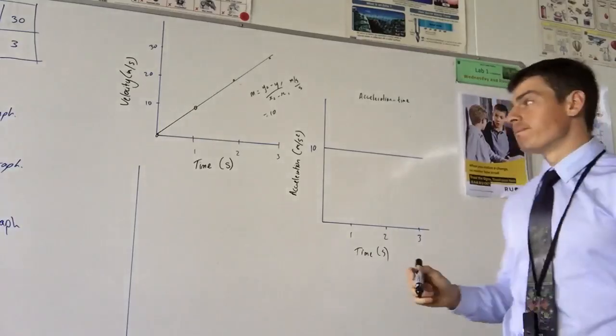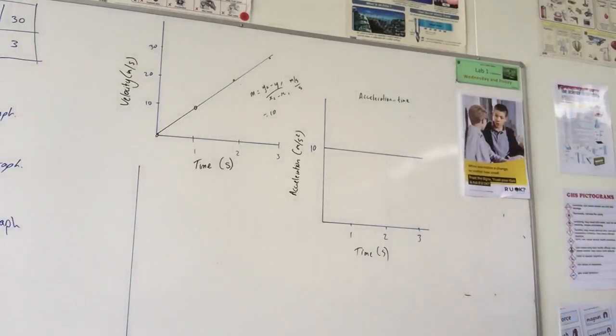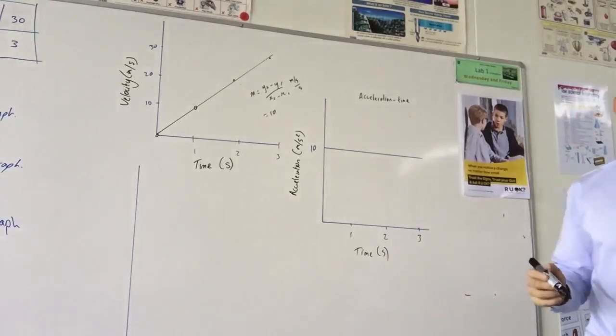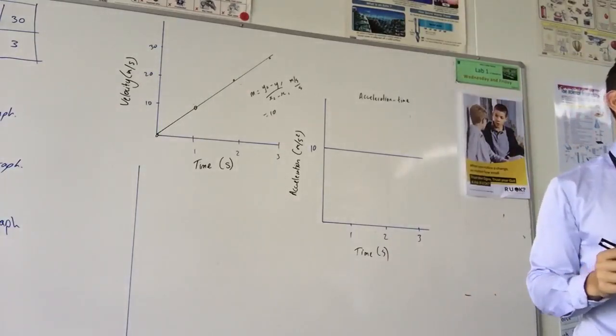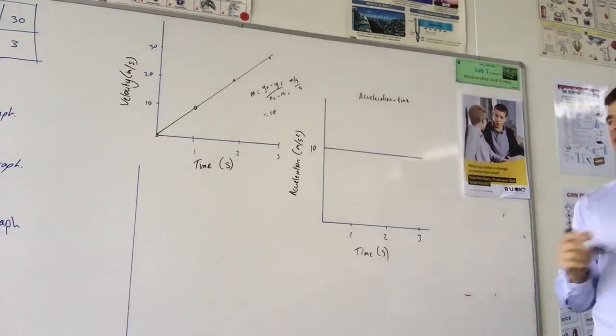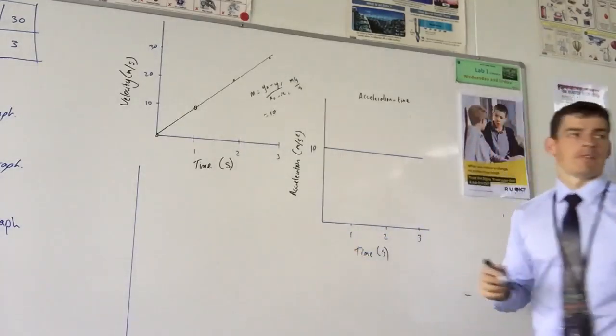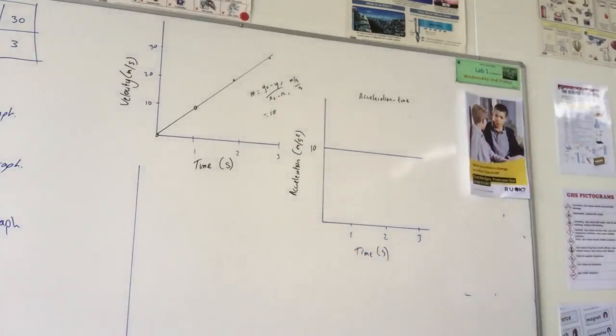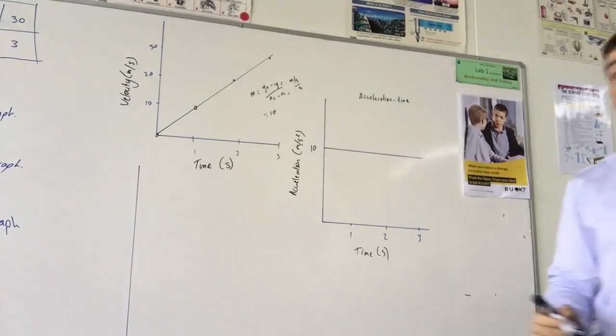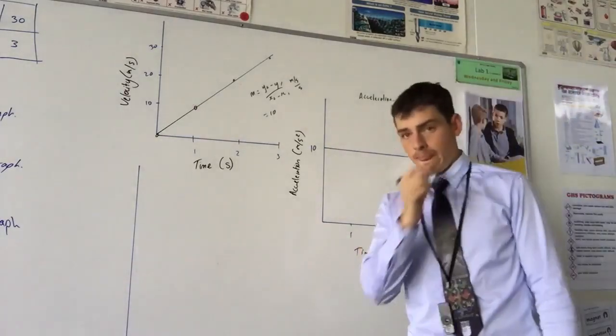It's a bit trickier. What's the unit for displacement? Meters. So how do we get meters from this graph? We've got, on the y, meters per second, and on the x we've got seconds. How do we get meters? Multiply them. Very good.